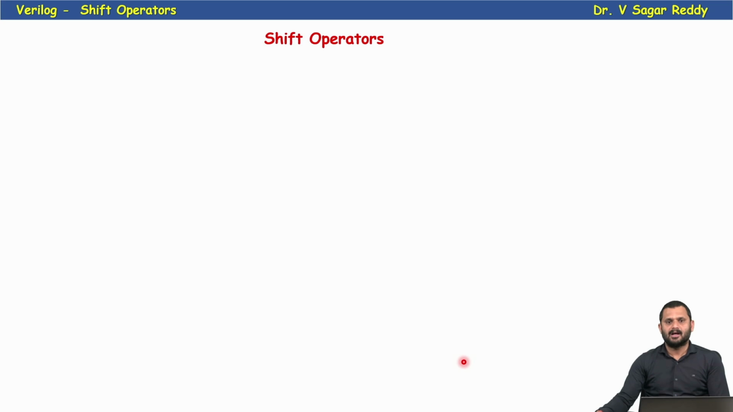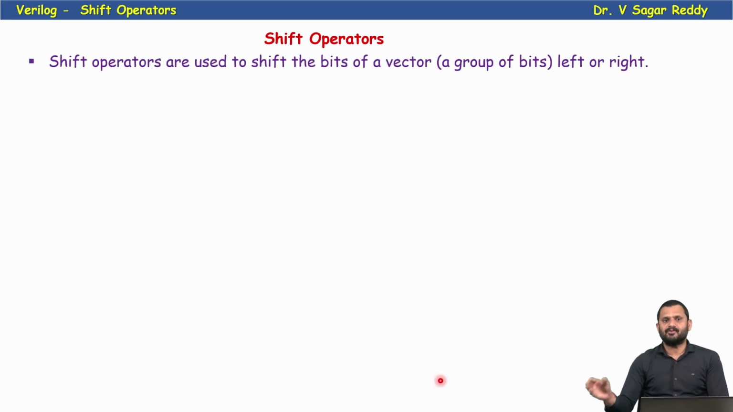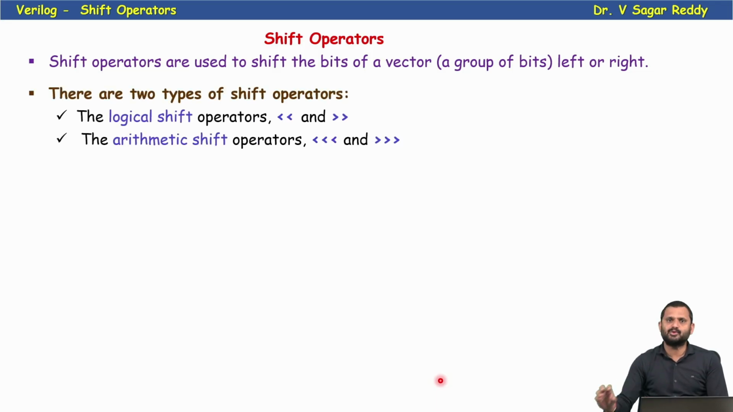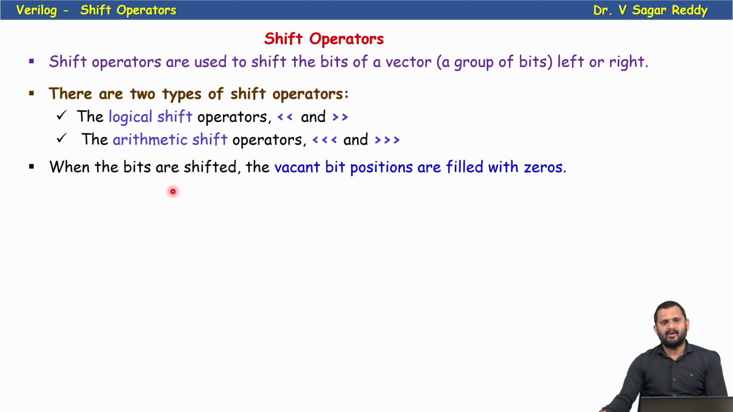Then coming to the shift operators. Shift operators are used to shift the bits of a vector or group of bits to the left or right. We have two types of shift operators: one is the logical shift operator, another is the arithmetic shift operator. Logical shift operators use the symbols << or >>, whereas arithmetic shift operators use <<< or >>>. Clear? When bits are shifted, the vacant bit positions are filled with zeros.